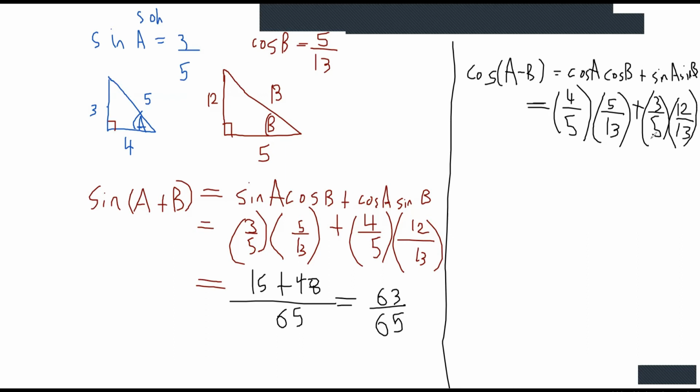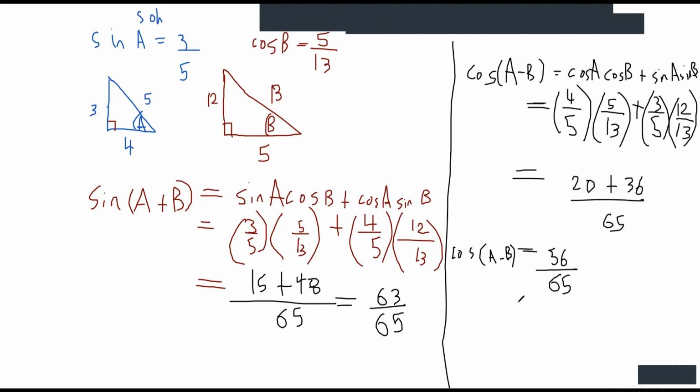I'm not a big fan of canceling. I'm a big fan of expanding the numerator. 4 times 5 is 20, plus 3 times 12 is 36. 20 plus 36 over 65. That's 56 over 65. That's the answer. Easy. That's the cos of A minus B. Cos of A minus B is this. All right, nice.